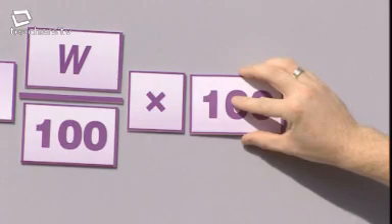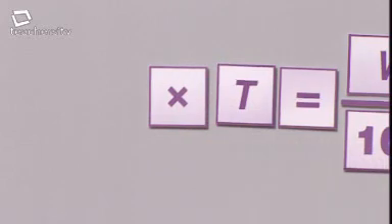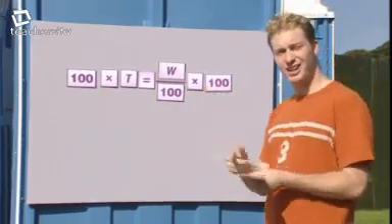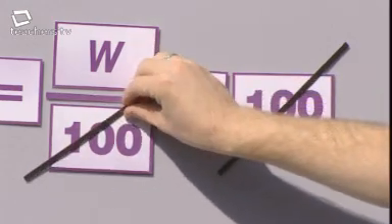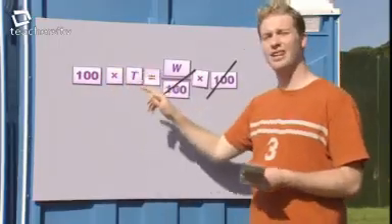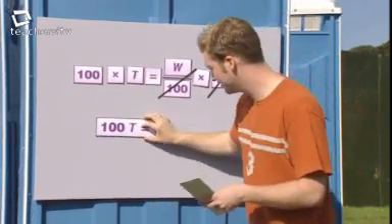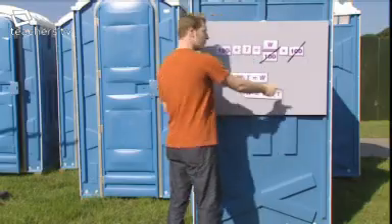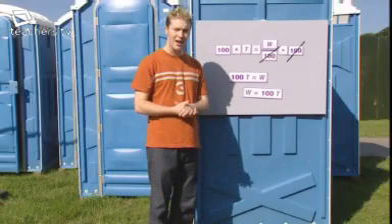Remember, the key to rearranging formulae is whatever you do to one side, you must do to the other. But we can simplify this, because the hundreds on the right-hand side cancel themselves out. And I can remove the multiplication sign from the left-hand side, because 100 multiplied by t is the same as 100t. And to flip that round, W equals 100t. And if t equals 30, 100 times 30 is 3,000 women. So 30 loos would cater for 3,000 women.